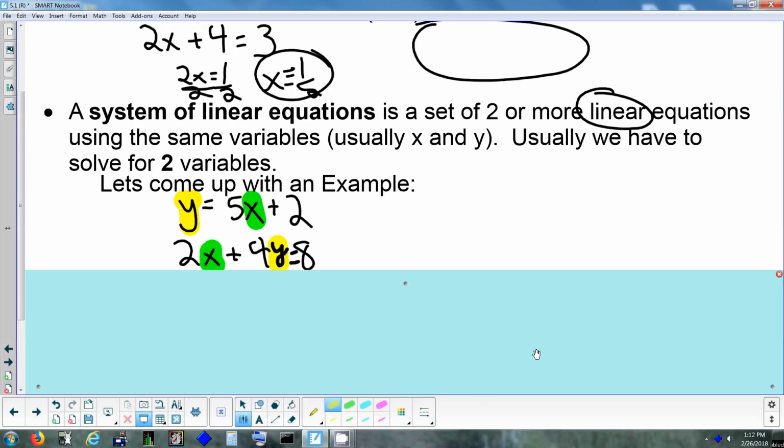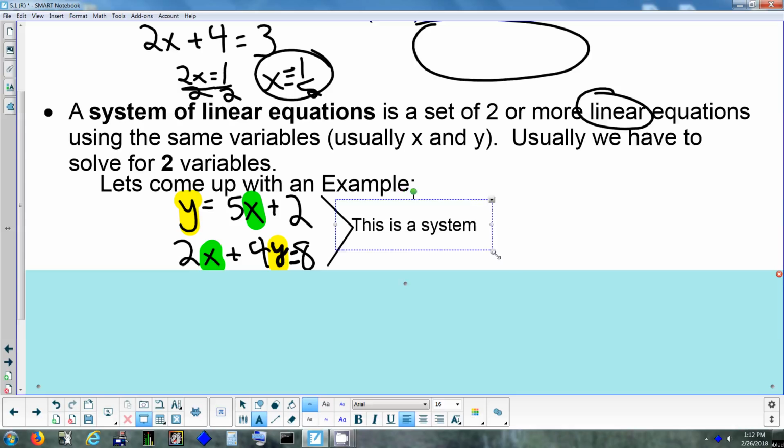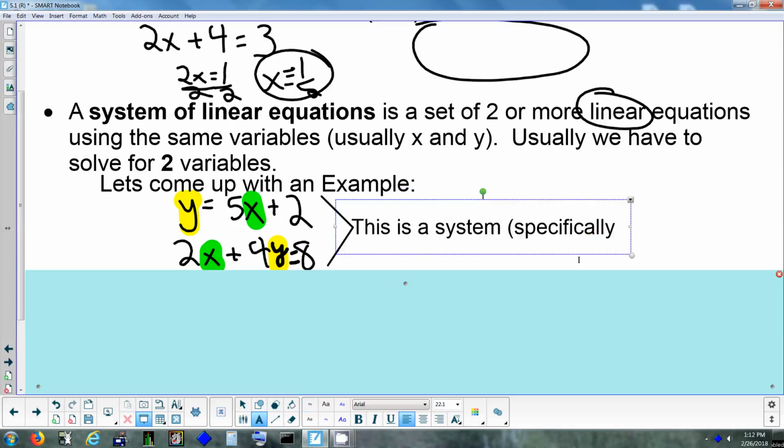That's what a system of equations will look like. You have 2 equations. We're never going to give you 3. We're only going to give you 2. So again, we're going to talk about 3 ways that you can solve these. Today we'll do graphing.